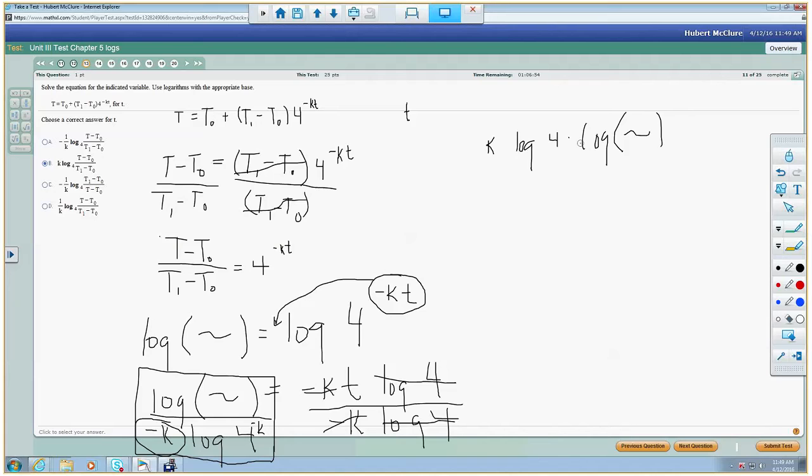K log of 4. Now you could actually use the product rule here, but log of 4 times blah, blah, blah. It works out. All right? That's log base 4. Yeah. Okay. Next one.